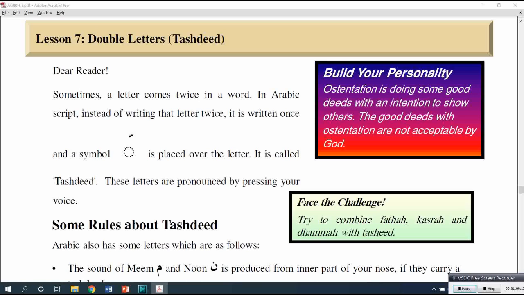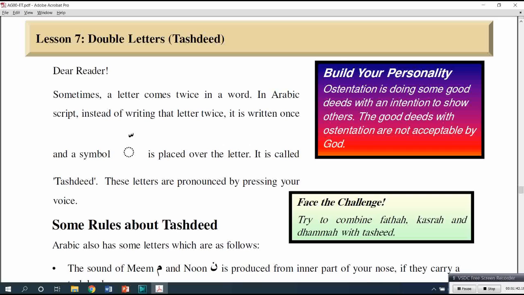Now we come to double letters, what it is. Sometimes a letter comes twice in a word. In Arabic script, instead of writing this letter twice, it is written once, and a symbol, like you can see this symbol, is placed over the letter. It is called Tashdeed, which means the letter is becoming double.